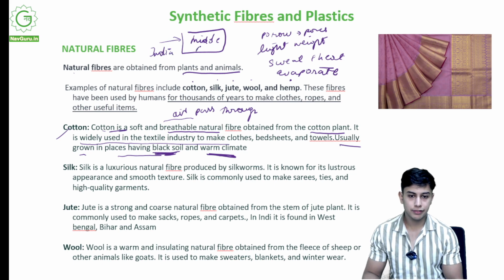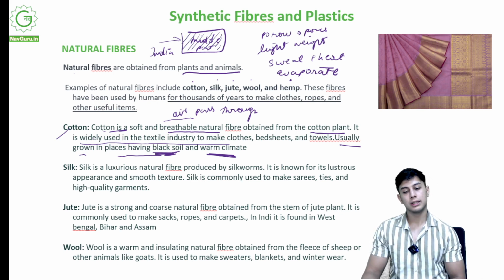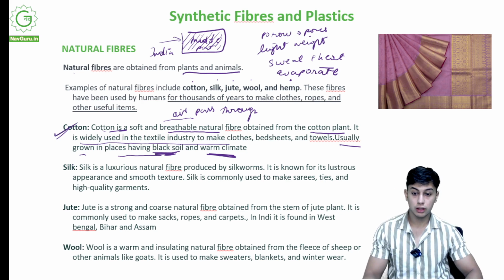This middle part of India, the Deccan Plateau, has a lot of black soil and a warm climate. So these are good conditions for cotton to grow. So India grows a lot of cotton.